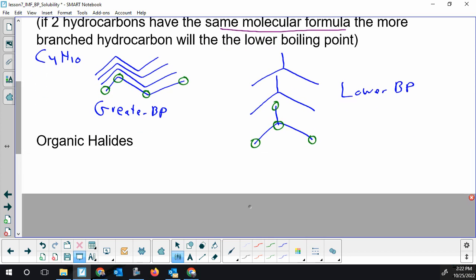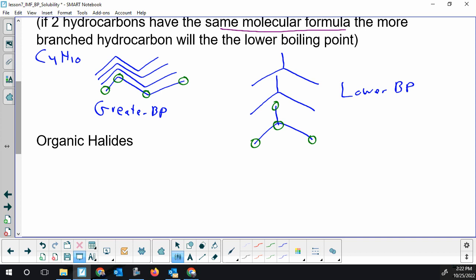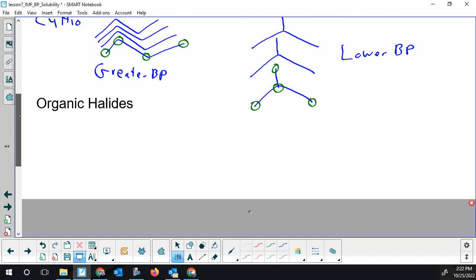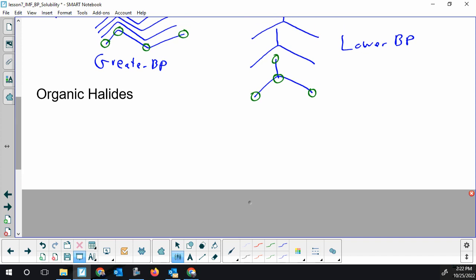Okay. Now we're going to fly through the rest of the families fairly quickly, but they're really important to remember the trends. Organic halides, we're going to have 2 categories to talk about. Some of them have LDF only, the minority. Most of them have LDF and dipole-dipole forces. So your brain has to figure out which of the 2 categories we have. So I'll do an example.